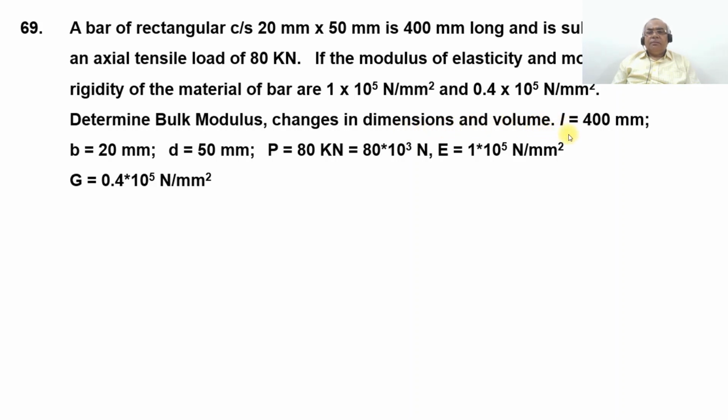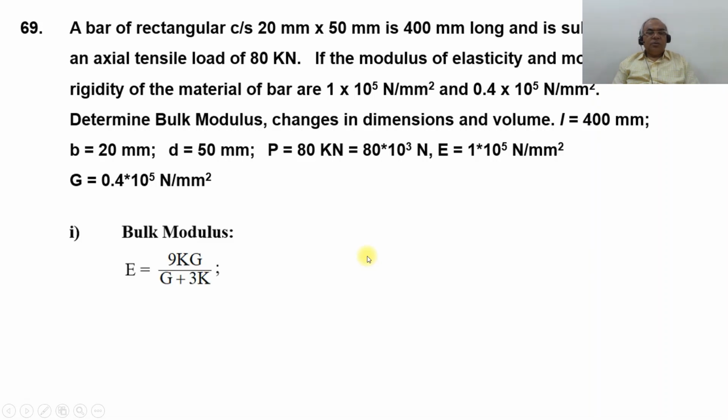The length of the bar is 400 mm, B is 20 mm, D is equal to 50 mm, and P is 80 kilonewton, which is 80 into 10 to the power of 3 Newton. Young's modulus E is 1 into 10 to the power of 5 Newton per mm square, and the modulus of rigidity, which is G or C, is equal to 0.4 into 10 to the power of 5 Newton per mm square. So first we are going to find out what is the bulk modulus.